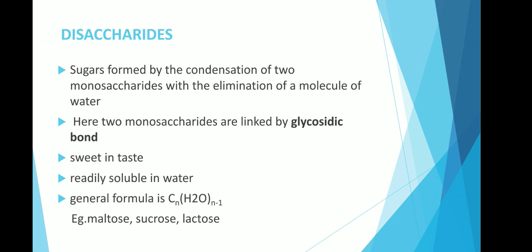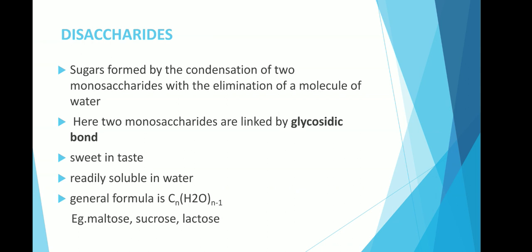Two monosaccharides are linked together by a bond with the elimination of a water molecule. So in the case of monosaccharides, the bond formed is known as glycosidic bond. Two monosaccharides are linked by glycosidic bond. These disaccharides are very sweet in taste and readily soluble in water. Their general formula is CnH2nOn.